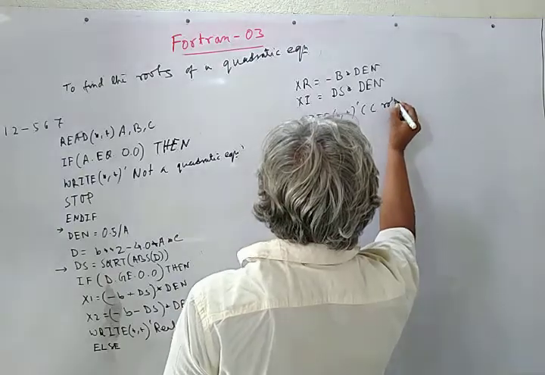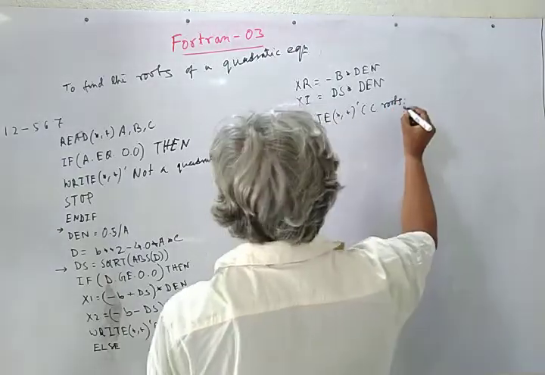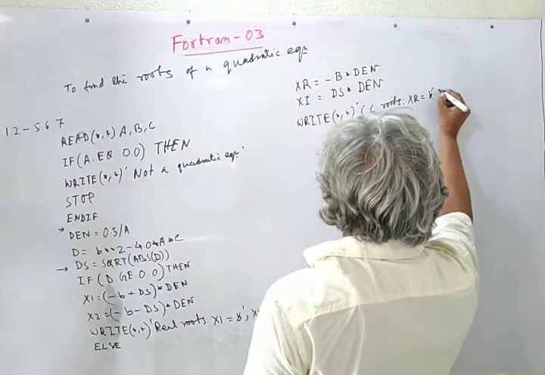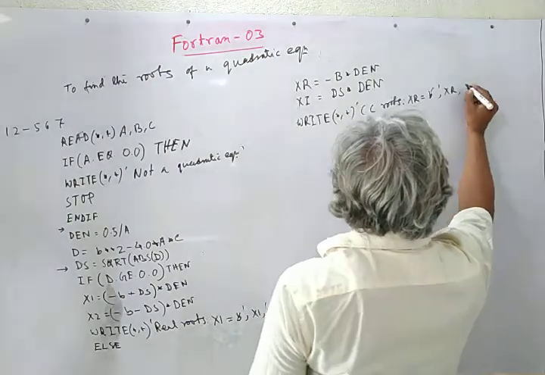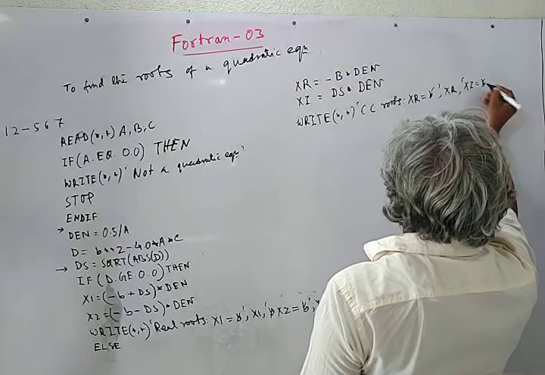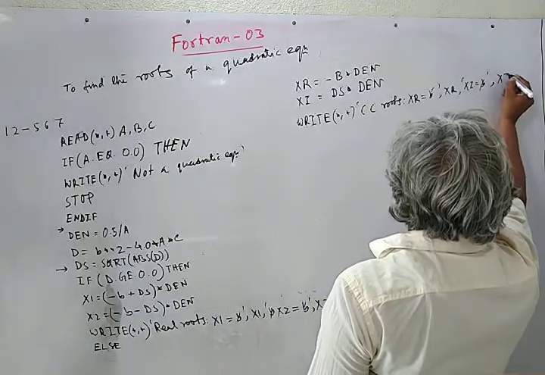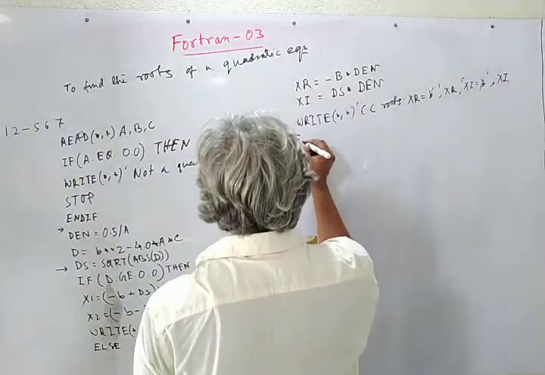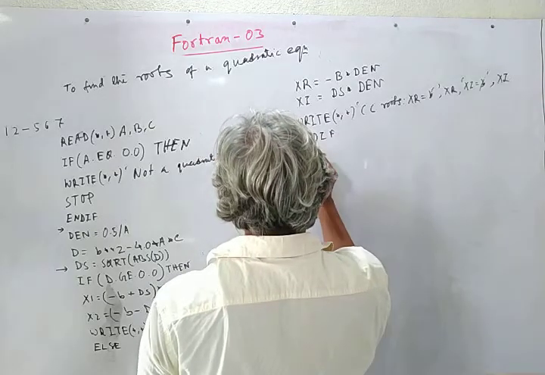CC roots, complex conjugate roots are xr is equal to blank, real part, xi is equal to blank, xi. Then end if, stop, end.